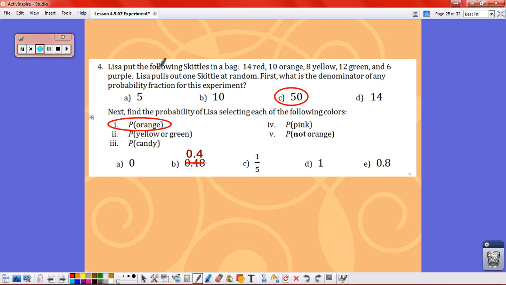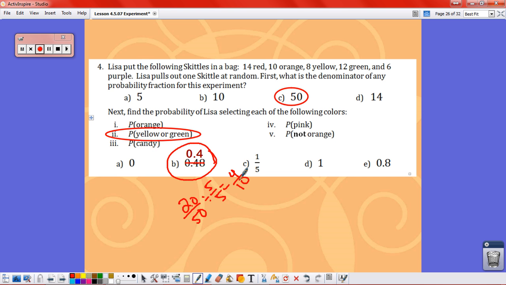Lisa put the following Skittles in a bag: 14 red, 10 orange, 8 yellow, 12 green, and 6 purple. What is the probability of selecting orange? Well, let's see. 10 orange out of 50 is the same as 1/5. 10 out of 50, 1/5. Yellow or green? 8 yellow, 12 green. 8 and 12 makes 20. 20 out of 50 is the same as 4/10. And if that doesn't make sense, divide by 5. 20 divided by 5 is 4, and 50 divided by 5 is 10, 4/10.